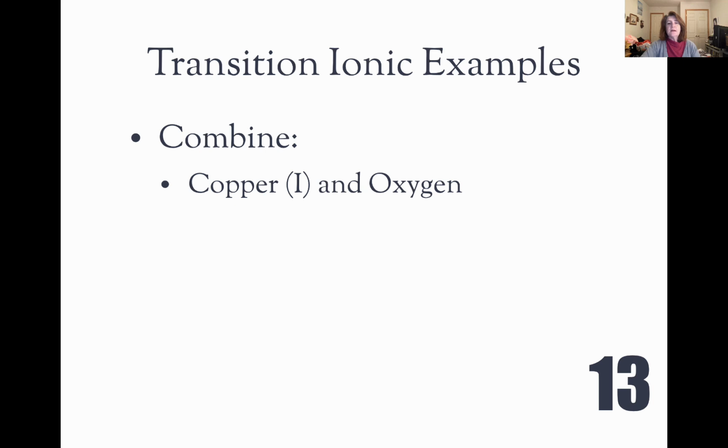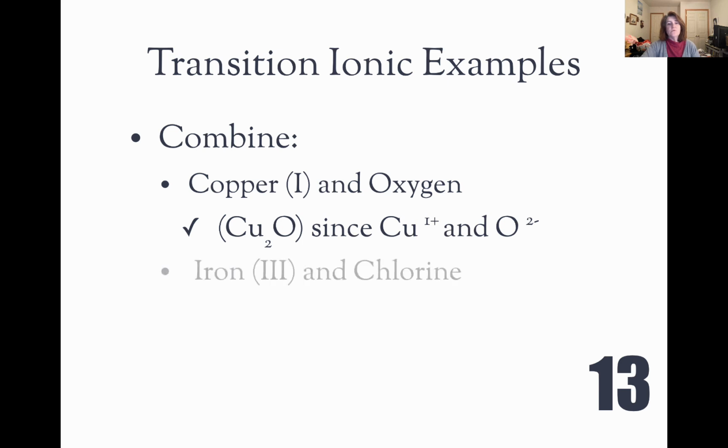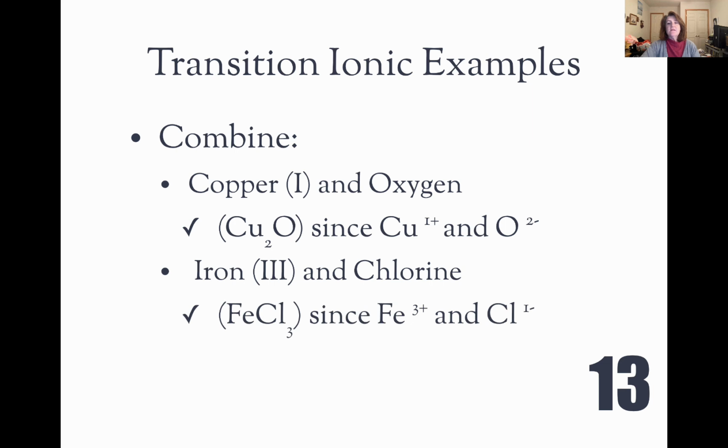If I wanted to combine copper 1 and oxygen, copper 1 is Cu 1 positive, oxygen is 2 negative. They will crisscross to make Cu2O. Iron 3 and chlorine: iron, Fe, is a 3 positive, chlorine, Cl, is a 1 negative. Again, they would crisscross to make FeCl3.